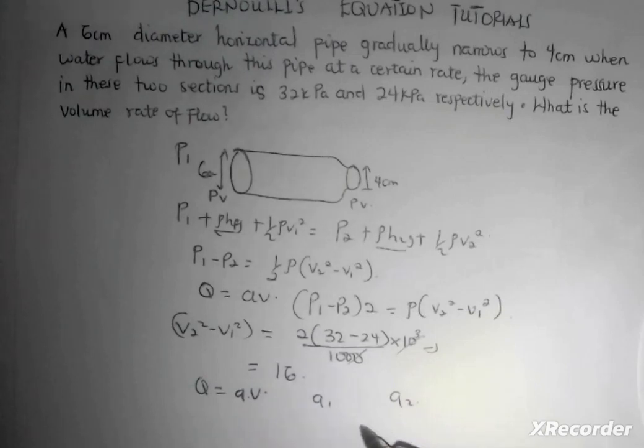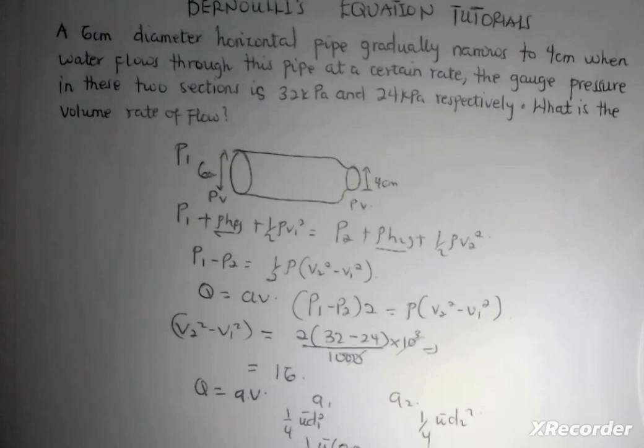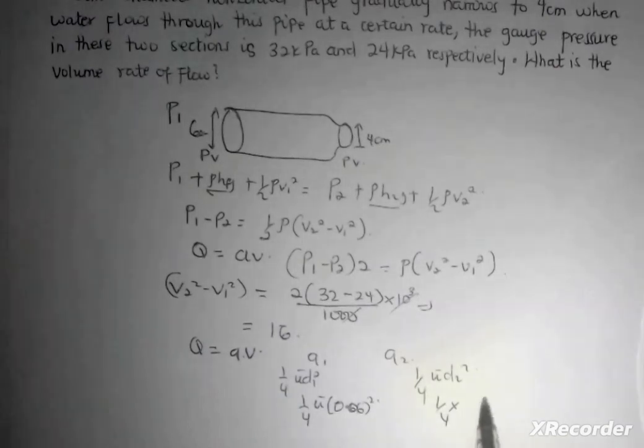So considering area 1, the diameter is 6, so A1 is 1 out of 4 pi d1 squared. Then for area 2, it's 1 out of 4 pi d2 squared. Multiply and solve this. Our diameter is simply 6. If I convert 6 to meters, I divide by 100, so 6 out of 100, and I get 0.06, all squared.